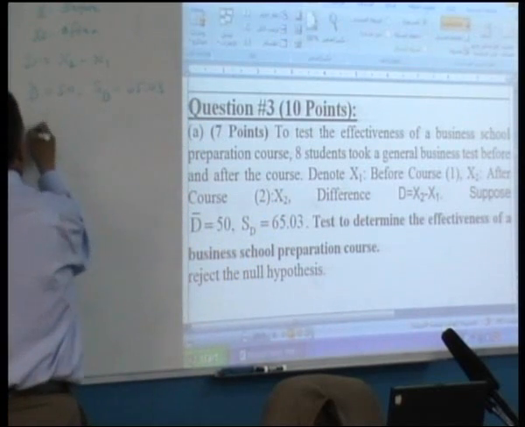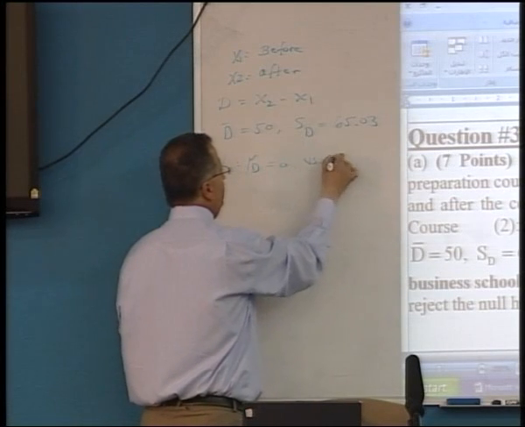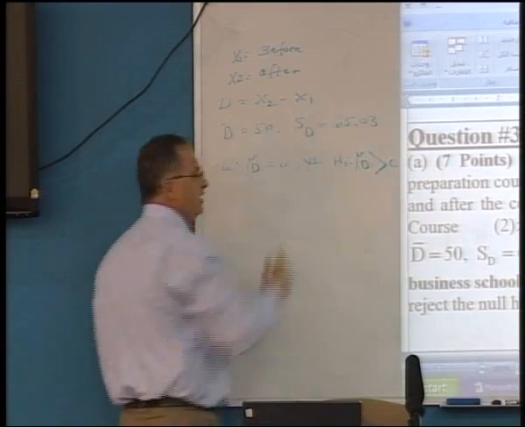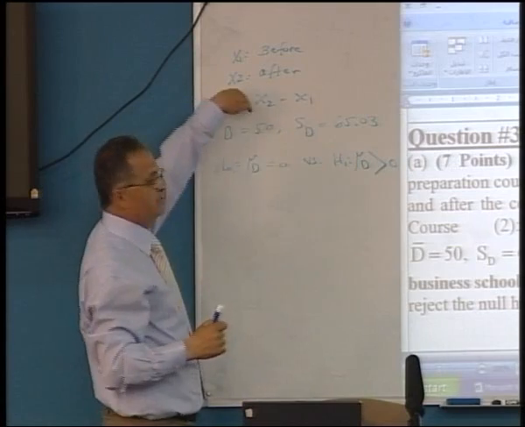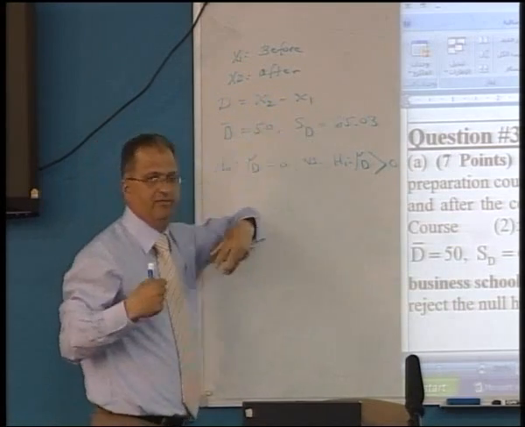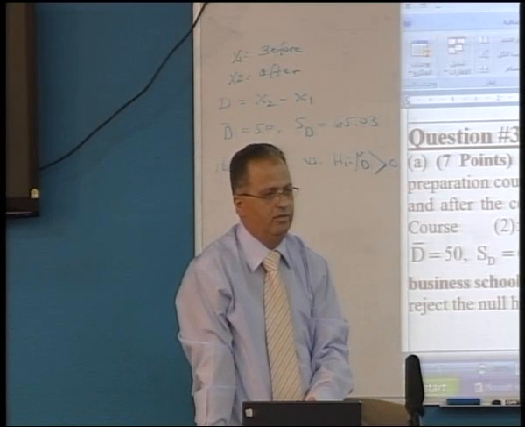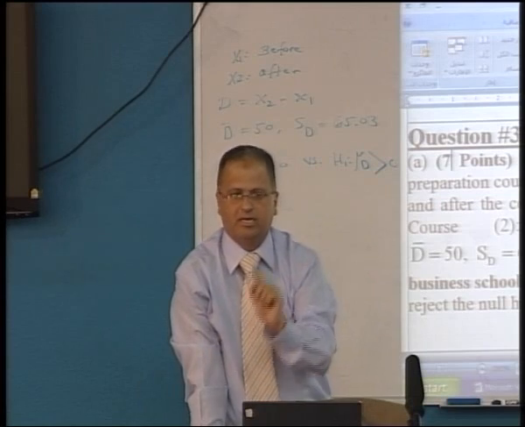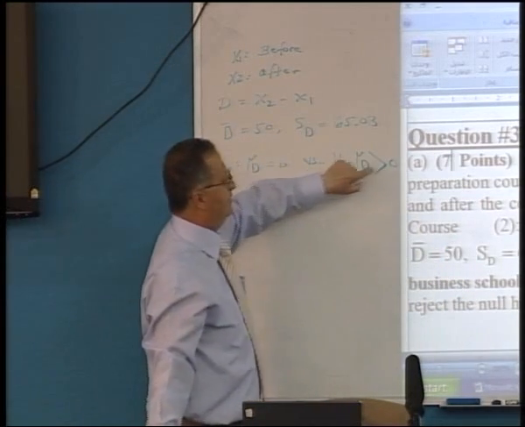So what's your null and alternative? Null equals 0 and alternative should be greater than 0, because D is X2 minus X1. So effective means after is better than before. So my score after taking the course is better than before taking the course. So mu D is positive.